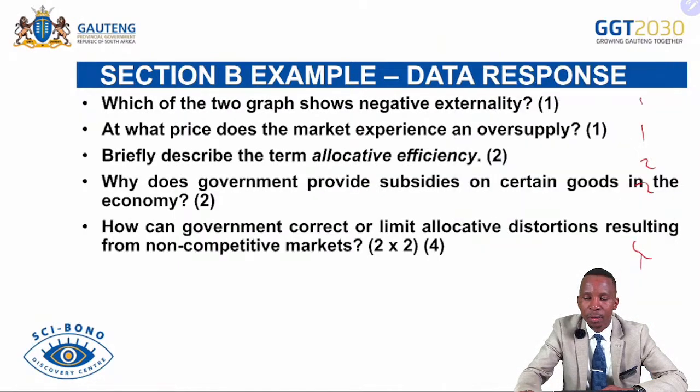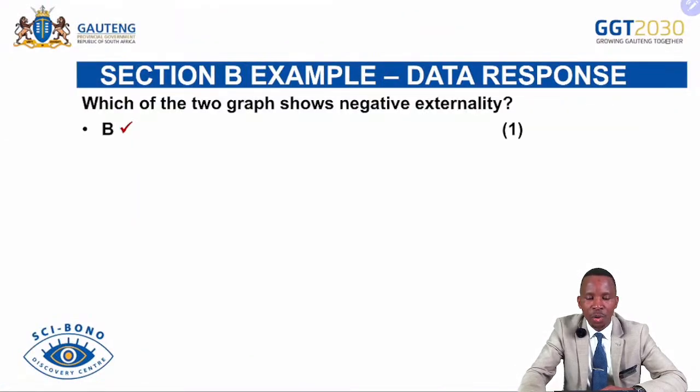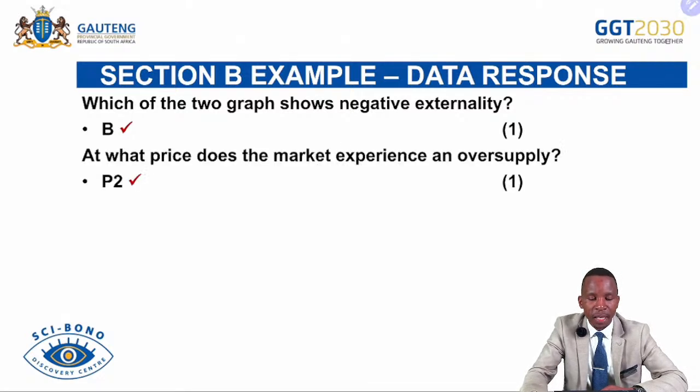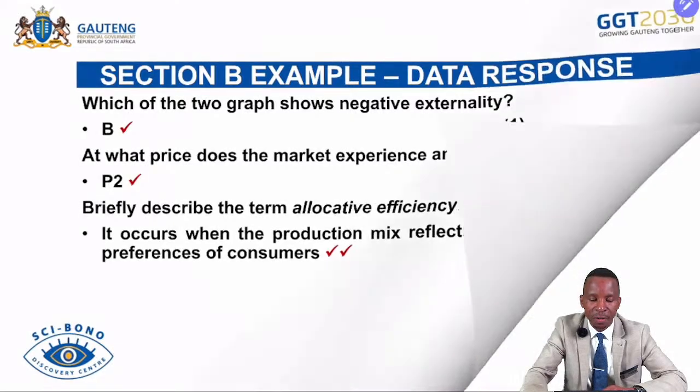On our first question, which of the two graphs indicates negative externality? We saw the supply curve shifting to the left. That was showing us the negative externality, which is B. At what price does the market experience an oversupply? That is P2. Briefly describe the term allocative efficiency. It occurs when the production mix reflects the tastes and preferences of the consumer. When the consumer is satisfied by the mix of the products, we call that allocative efficiency.